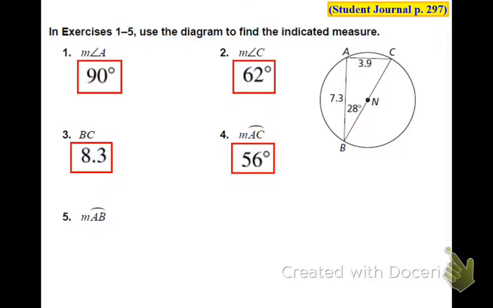And then last, find the measure of arc AB. What angle corresponds with that? C, which is 62. All right, so are we going to half it or double it? Double it. So what's double of 62? 124.